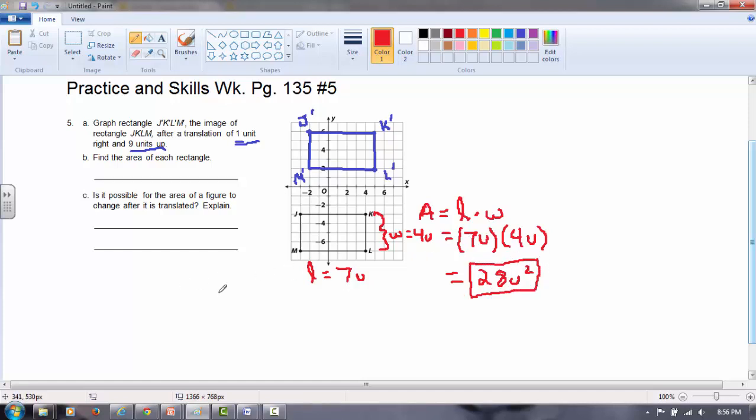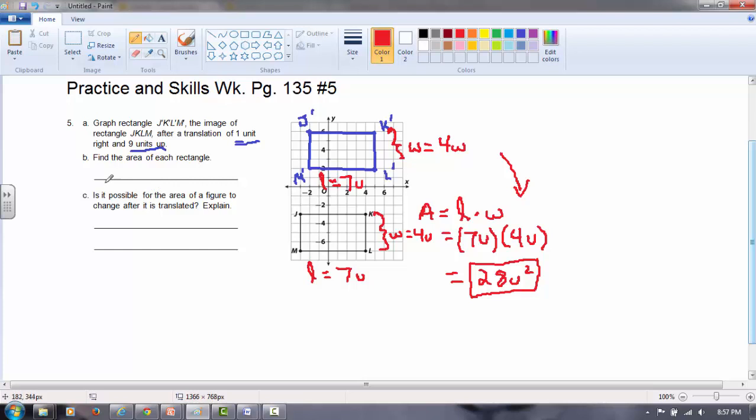And they said find the area of each rectangle. Well, if I go over to the actual image and I do the same thing and count over, I will count over 7 just like the one underneath it. So it's 7 units over. And then on this side over here, our width is also going to be 4 units. And if you put those two in there, you would end up with the exact same answer as what you have right here.